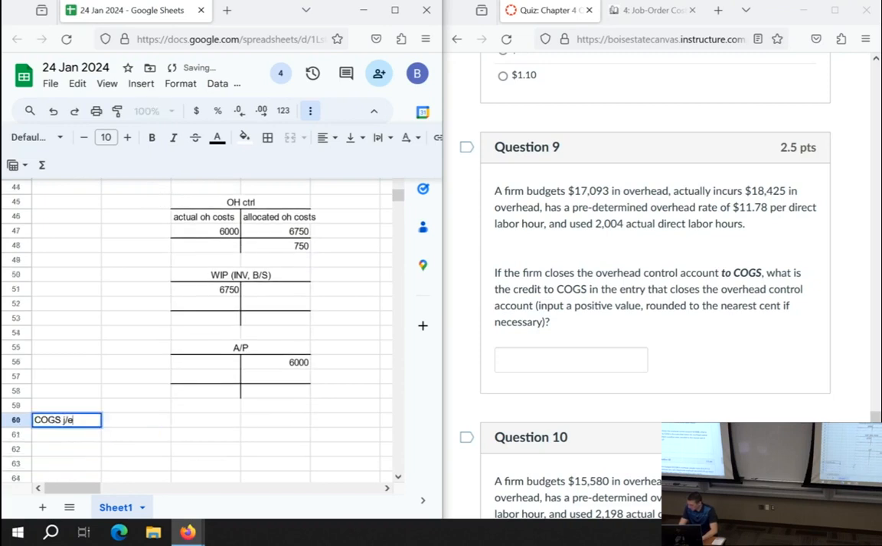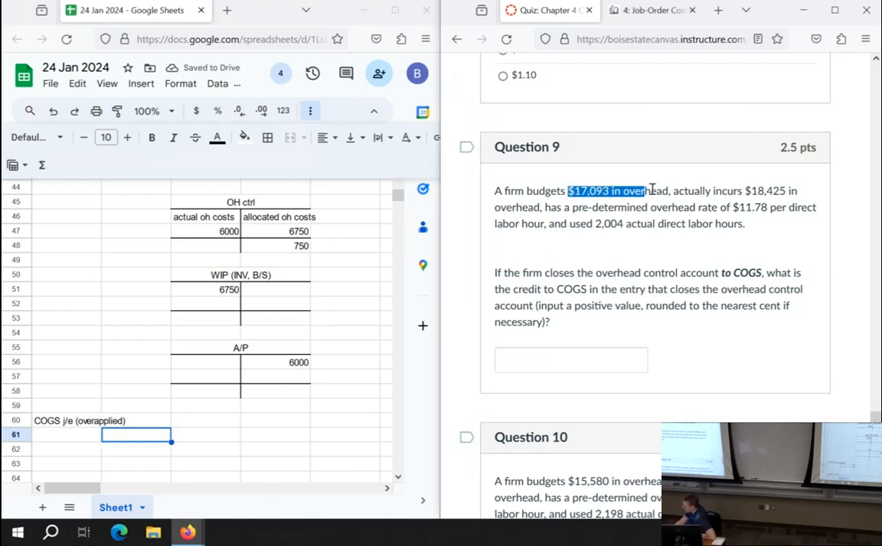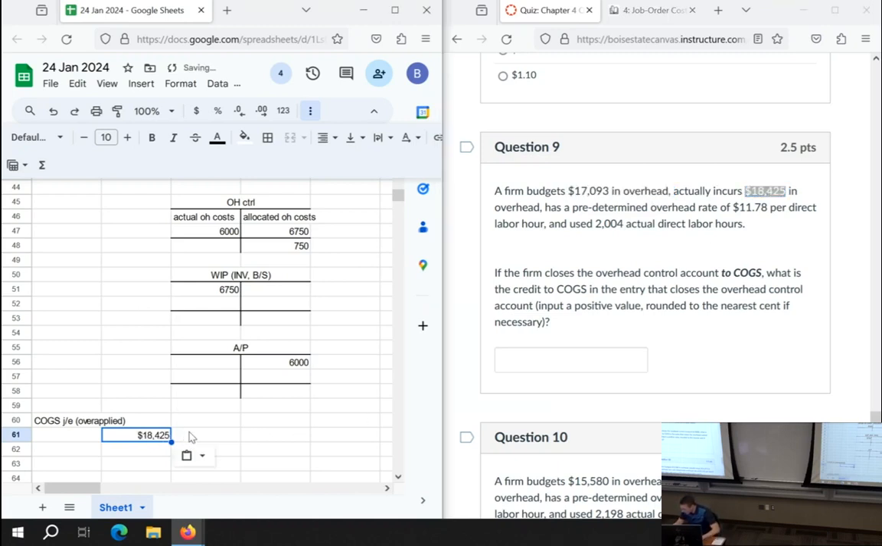Say overapplied. So we budgeted 17,093 in overhead. We actually incurred 18,425. Okay, well, hey, we know that's the actual overhead cost. So that's how much was in the right-hand side. Ugh, the left-hand side, the debit side. I usually say debits and credits, right? But I often say the wrong handedness. Maybe it's because I'm constantly flipping it around in my head because you're over there and I'm on the left-hand side, debit side, that's 18,425.